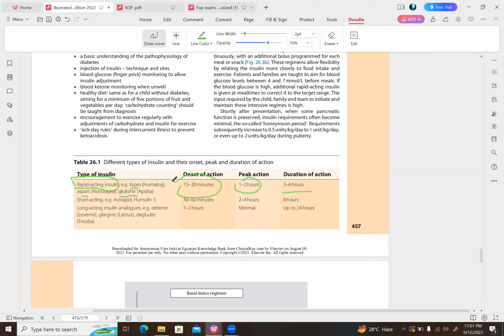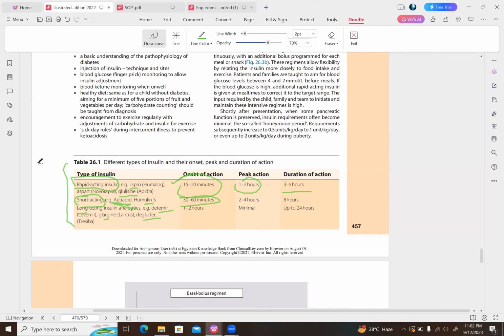Just remember this onset. Okay, rapid acting, then comes the short acting, Actrapid, which we discussed in the task. They give Actrapid, Humulin S. They have onset in 30 to 60 minutes. And then the long-acting ones: Detemir, Degludec and Glargine.